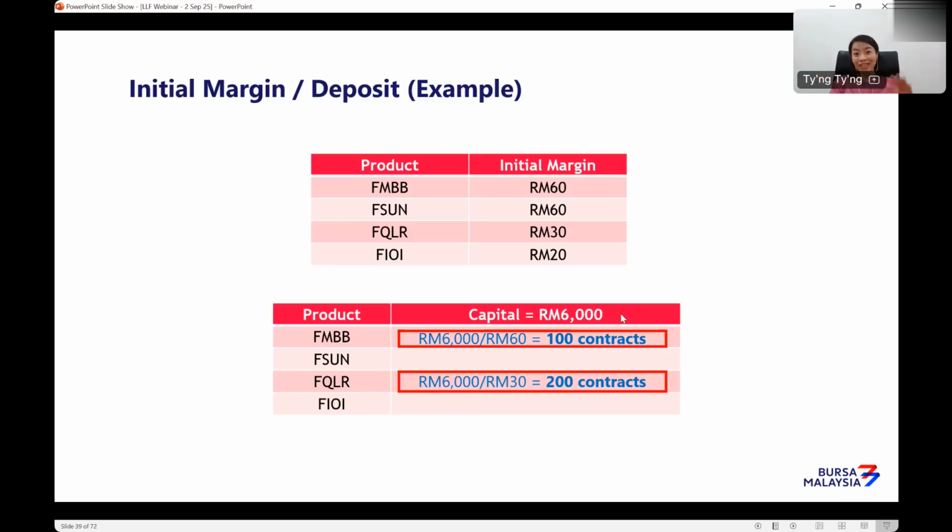Simple, right? But when you bank in this 6,000, does it mean that you can only trade FMBB? No. You can trade any single stock futures contract and even other futures products like your FKLI, your FCPO, your FGLD, your FM70, so long as it's within your capital required. Clear? You can have any combination.